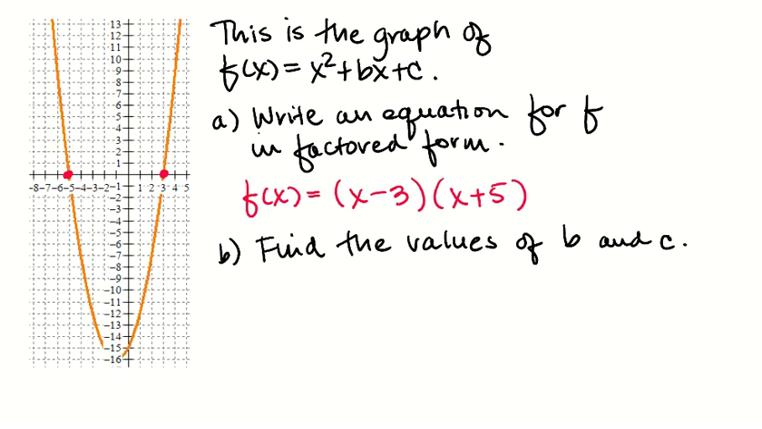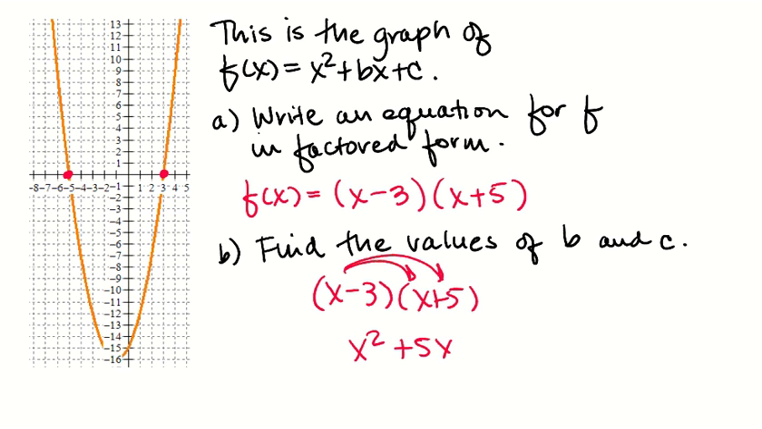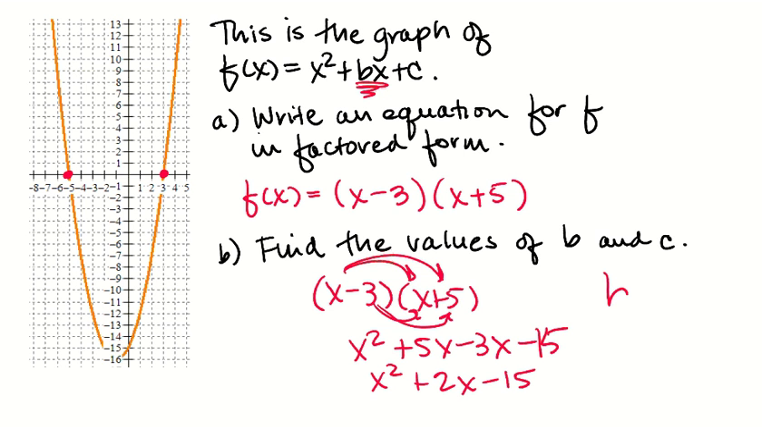Right? And then if we wanted to find the values of b and c, we would FOIL. So x minus 3 times x plus 5 is x squared plus 5x minus 3x minus 15. So this is the same as x squared plus 2x minus 15. Meaning, if b is the number of x's, b is 2. And if c is just the constant on the outside, well, c is -15. And I think that's all I got for y'all today.